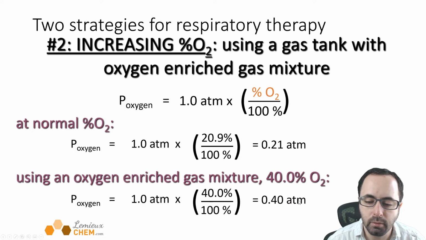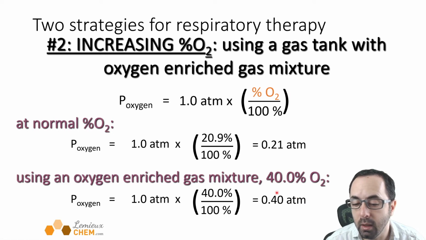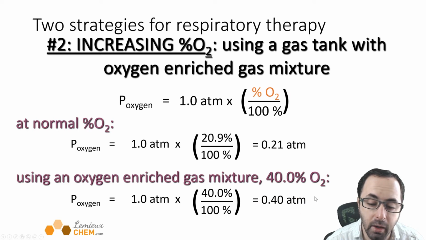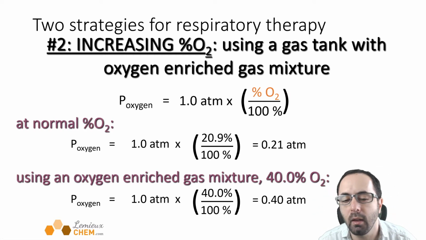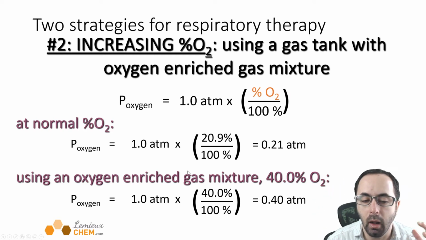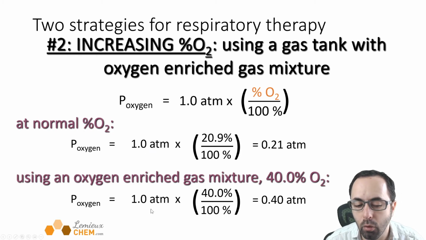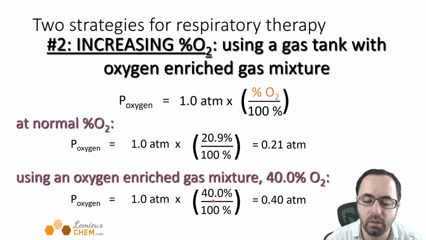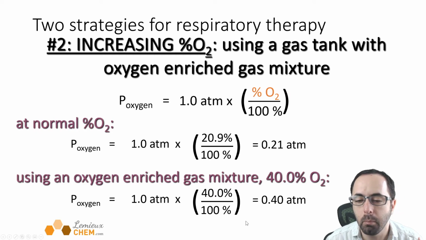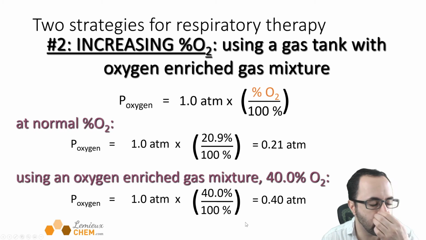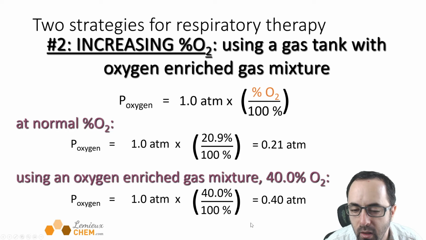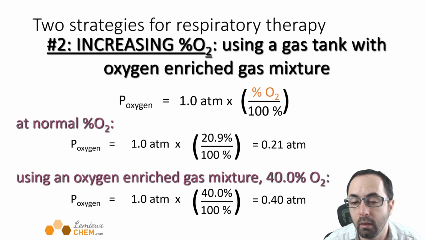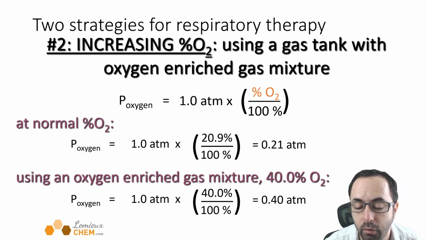And so that's the other way we can have the patient be breathing a higher percentage of oxygen. So we can either force regular air into their lungs at 20.9% at a higher total pressure, or we can have normal atmospheric pressure but a higher percentage of oxygen. Both of those ways will increase the partial pressure of the oxygen that the patient is breathing, and will thus increase the absorption of oxygen into the bloodstream.